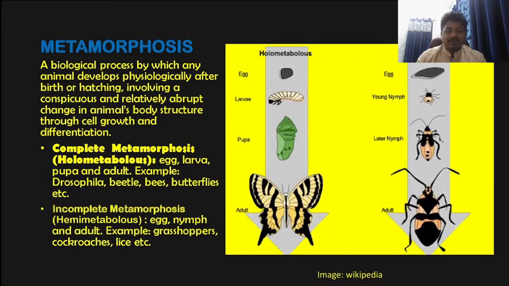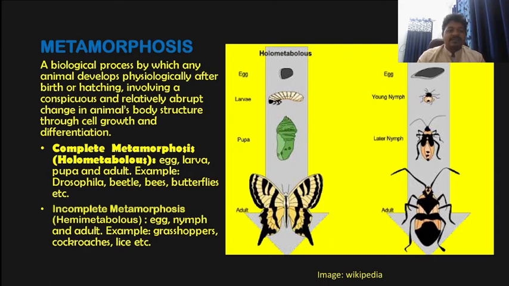So this is a complete metamorphosis where all the bodily forms come into the life cycle. But in incomplete metamorphosis, or hemimetabolous animals, they have no larval or pupal form. As you can see, they have the nymphal form. These nymphal forms are just a miniature of the adult form. They directly become the adult, bypassing the larval or pupal stage.